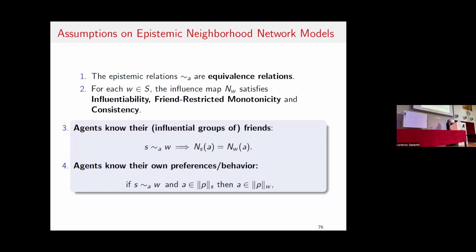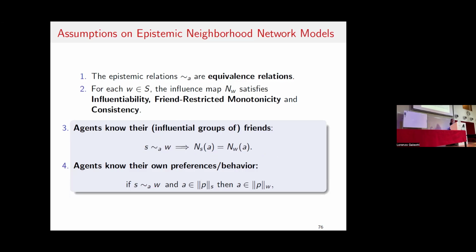So there are a number of reasonable conditions that you would want to put on this. For instance, all these epistemic relations are going to be equivalence relations. The influence map, so the neighborhood function, satisfies the conditions that I had from before: influentiality, this monotonicity condition, and consistency. But now there is an interplay between the epistemic relation and the social structure of the model. So for instance, you would want to impose that agents know who their friends are, or they would at least know their influential groups of friends. So if two worlds are indistinguishable for an agent A, then that would mean that she has the same influential group of friends in world S as she would have in world W. That would capture the fact that these agents know who their friends, or their influential circle of friends, are.